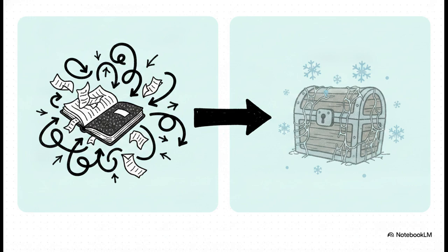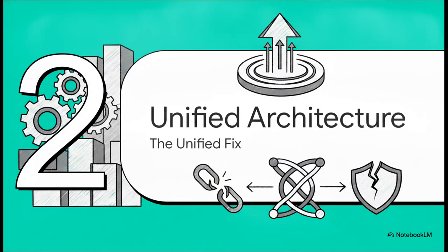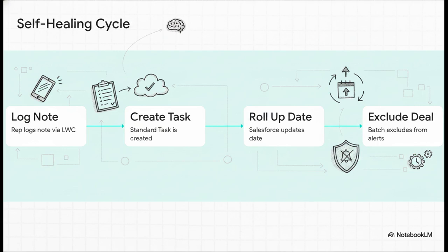All right, moving into Section 2, a self-reinforcing architecture. Let's look at a single, elegant fix for both of those massive business headaches. The real beauty here is that both of those problems share the exact same fix. When a rep logs a note via a Lightning Web Component, a standard task is instantly created and linked directly to the opportunity. And because it's a standard object, Salesforce natively rolls up that last activity date.